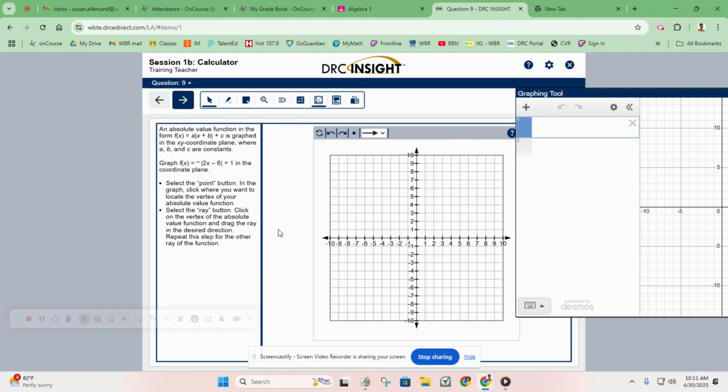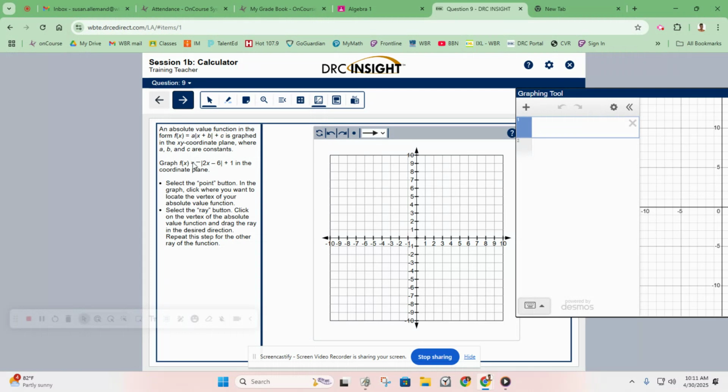In question number 9, it says an absolute value function in the form f of x equals a times the absolute value of the sum of x and b plus c is graphed in the xy coordinate plane. It says to choose graph the function, and it gives us a function in the coordinate plane. So first thing we're going to do is open that one in Desmos.